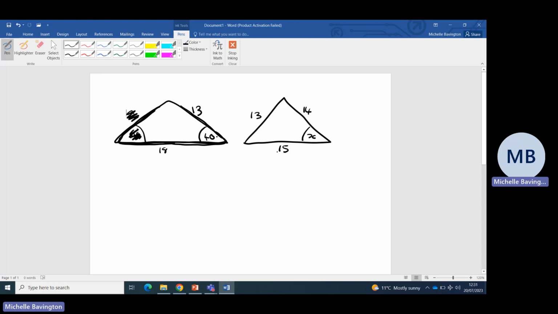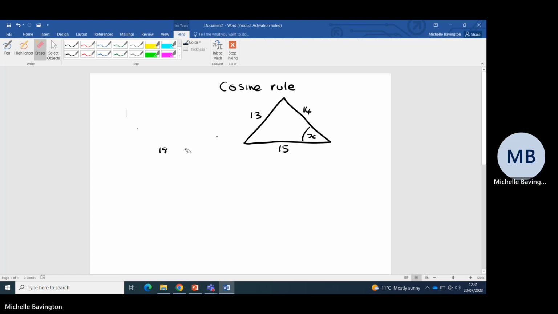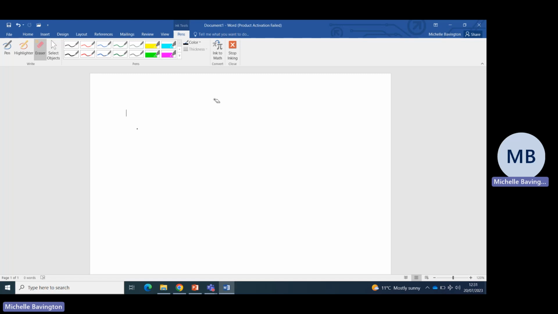So that is when we would use the cosine rule. That's really important to know, because you've got to recognize when you're going to use the sine rule, which is the previous video, and when you're going to use the cosine rule. And you can do lots of practice on that, so I think it will not be a problem.